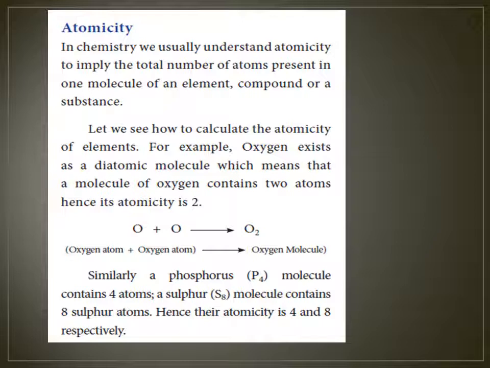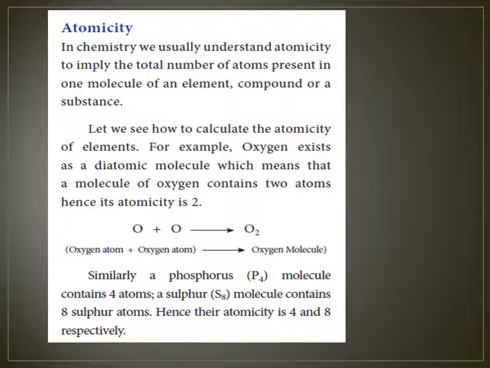Atomicity. In chemistry we usually understand atomicity to imply the total number of atoms present in one molecule of an element, compound or a substance. Let me see how to calculate the atomicity of elements. For example, oxygen exists as a diatomic molecule, which means that a molecule of oxygen contains 2 atoms. Hence, its atomicity is O plus O equals O2.